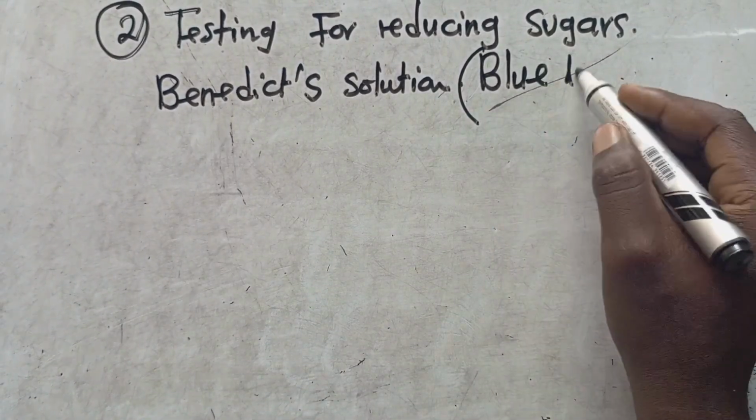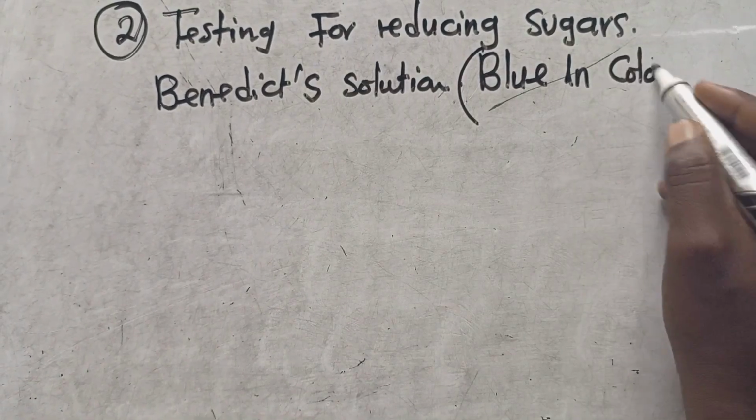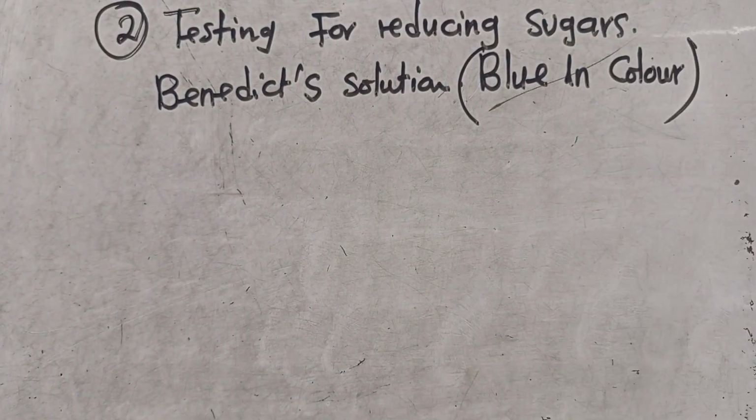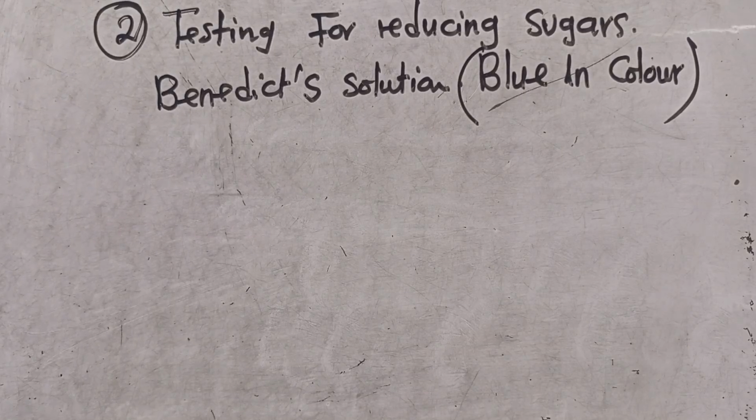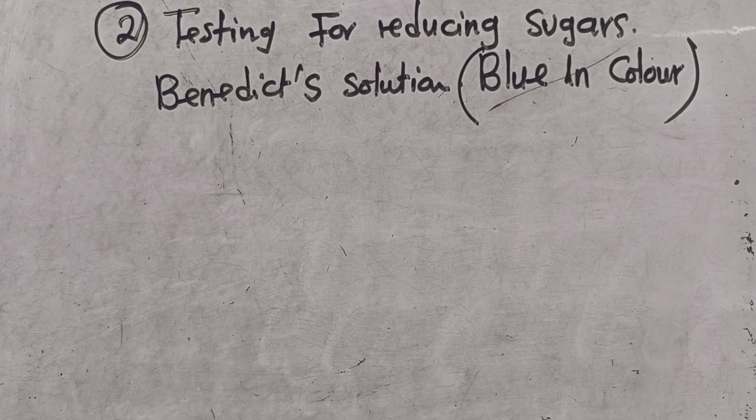This Benedict's solution, you need to understand that it is blue in color. This is what you have to know and understand. So when the solution changes its color in the presence of reducing sugars like glucose and fructose, you discover that there are certain things we get to observe.